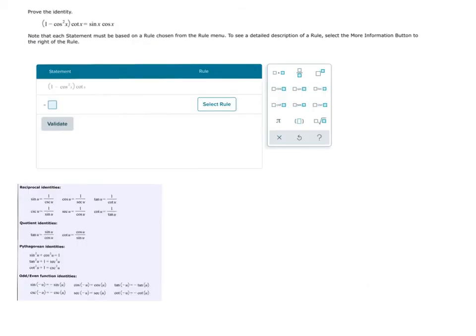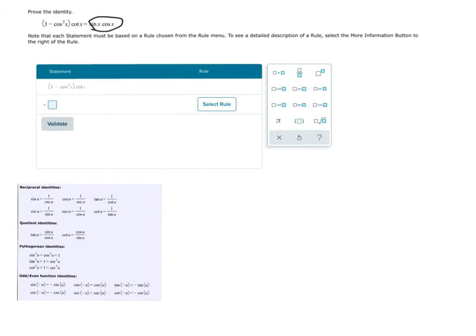All right, so this problem says prove the identity. So this time we actually have to work out the problem and provide which rule we use. So we have to do the work and explain how we got our answers. So we have 1 minus cosine squared theta times cotangent of theta, or it's actually x, equals sine x cosine x. Like the proofs we did in geometry, where you started with something and had to get to the ending, this is our ending, sine x cosine x.